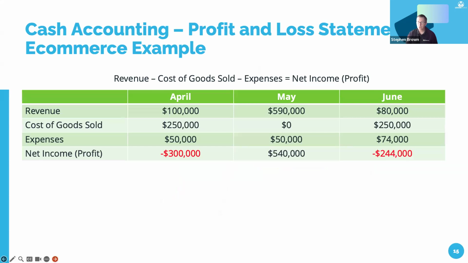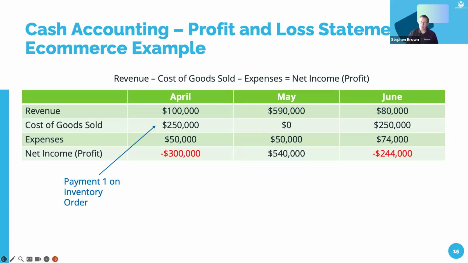So let's do two examples in e-commerce. I'm going to show you a very simplified profit and loss or income statement and show you some activity that's going on here. Now, if you need a little refresher, revenue minus cost of goods sold minus expenses equals net income or profit.